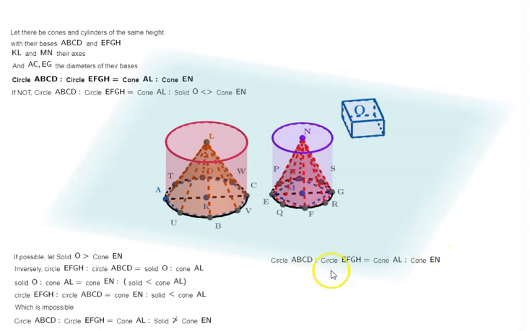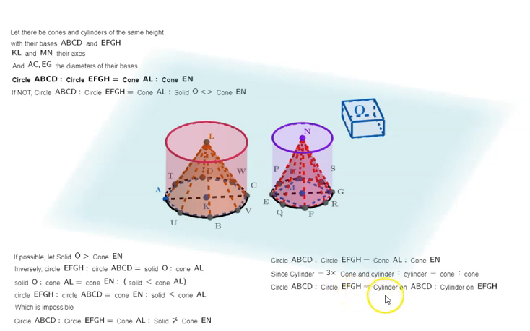Now, once we have shown this with respect to cones, cylinders are pretty straightforward, because in our previous proposition, we have already shown that a cylinder is 3 times the cone, and cylinder is to cylinder as cone is to cone. So circle ABCD is to circle EFGH as the cylinder on ABCD is to the cylinder on EFGH, both having the same height. So that is proposition number 11 of book 12 of Euclid's Elements.